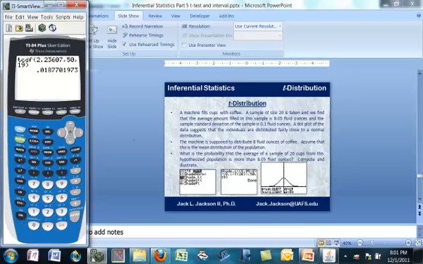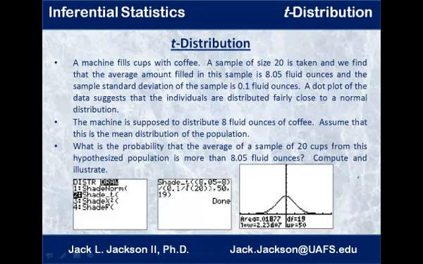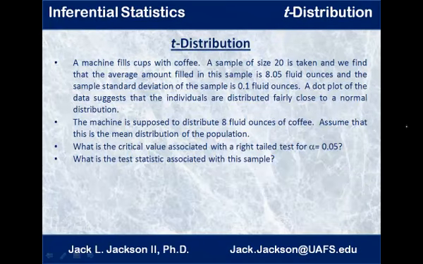Okay, let's go back to our slideshow now. All right, so this time we're again looking at our machine, filling up our cups of coffee. Same information as before. Nothing's changed. Let's look at a sort of classical method of figuring out a hypothesis test for this t-distribution. Let's find the critical value associated with the right-tailed test for alpha equals 0.05 and also the test statistic associated with this sample. See if you can figure that out now. Press pause and come back when you're done.